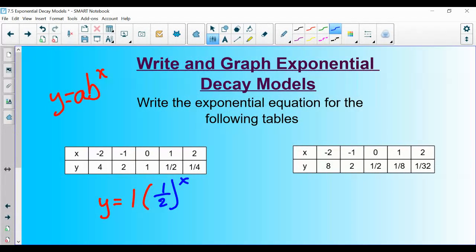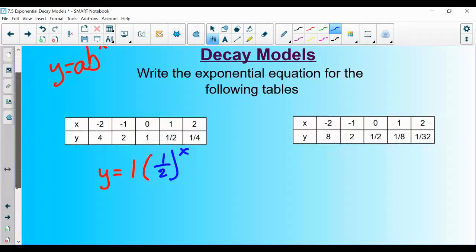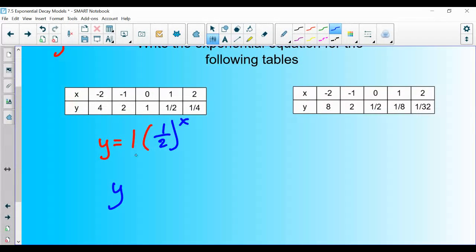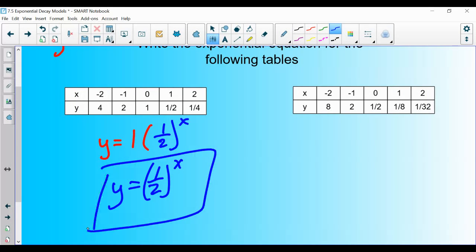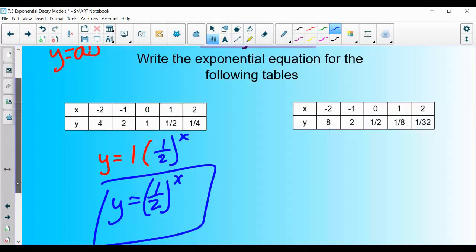So we're going to get y equals 1 times 1/2 to the x. We don't really even need to write the 1. We'll often write this as just 1/2 to the x. Why don't you pause it here, go ahead and try this one. It should be very similar for you.